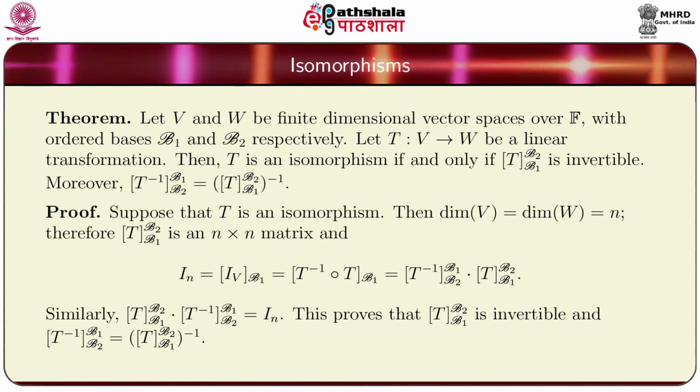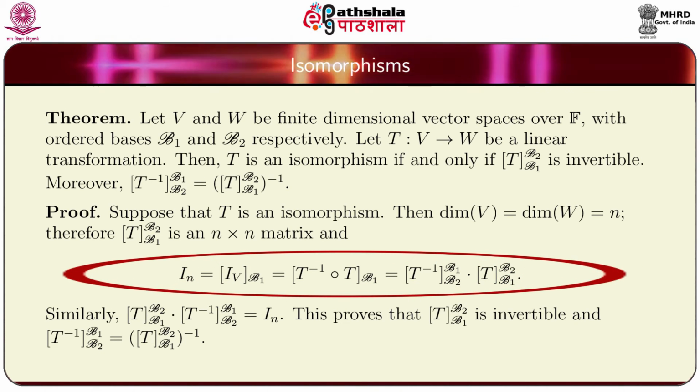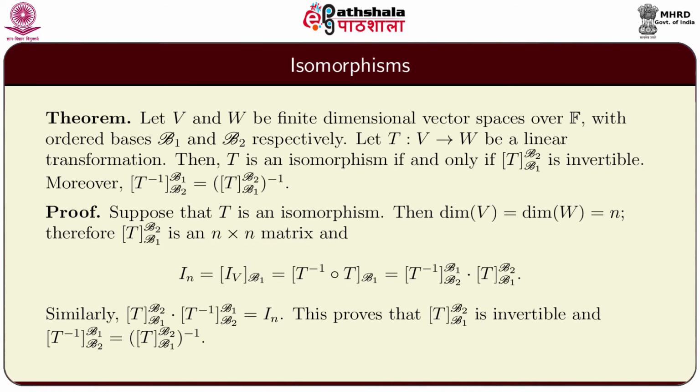Now consider the identity operator IV with respect to the ordered basis B1. Then the matrix representation of IV with respect to B1 would be IN, the N cross N identity matrix, and that is equal to the matrix of T inverse composition T, because IV is T inverse composition T, with respect to the ordered basis B1. And we know that the matrix of the composition map is given by the product of the matrices of T inverse with respect to B2 B1 and then T with respect to B1 B2.